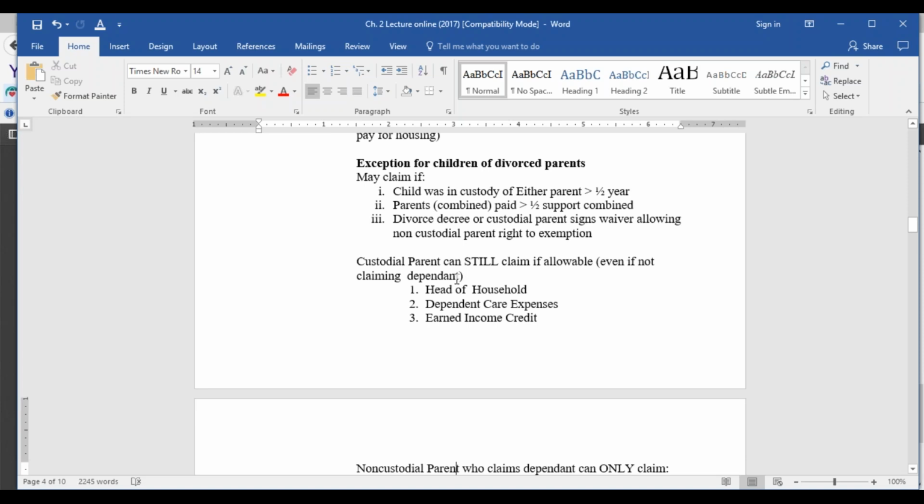Okay, exceptions for children of divorced parents. Who gets to claim the child in the issue of a divorce? Well, the first rule goes to, now again, this is going to dictate if there's a court order. If in the divorce decree there's a court order that says the father gets to claim the child every other year and the mother gets to claim him the following years, then you would follow that. If there is no specific order, then the parent who had custody for at least half the year gets to claim the dependent.